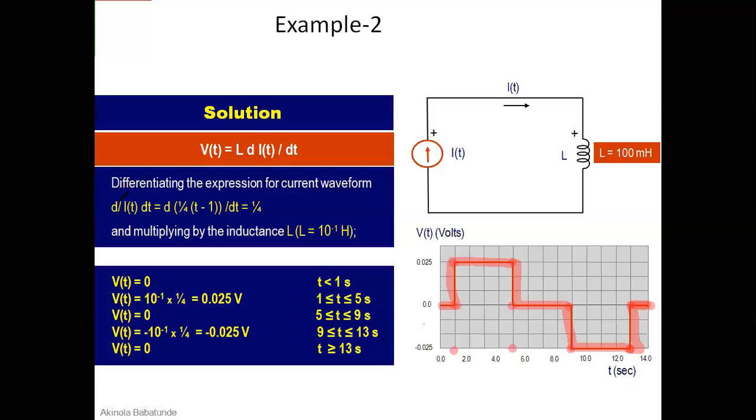This division sign is supposed to be here, guys. Please change it in your note if you have a note pointed at the right, or write it somewhere. This division sign is supposed to be here. So this is supposed to be di of t over dt. That is what we were supposed to have here.